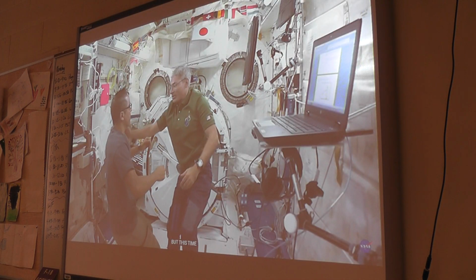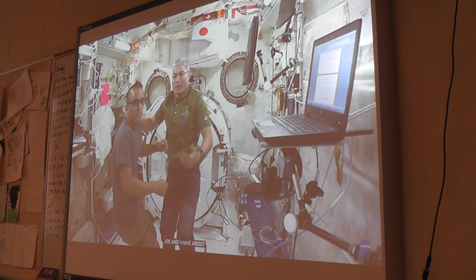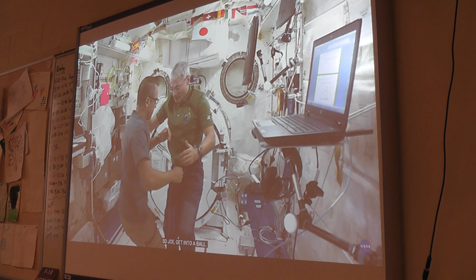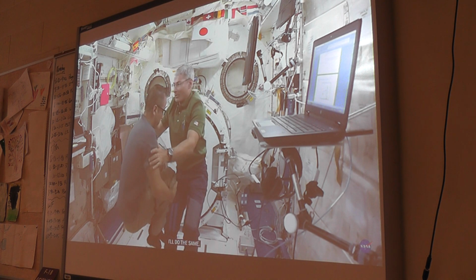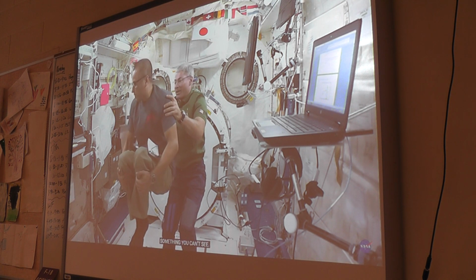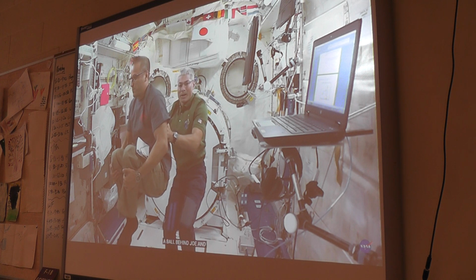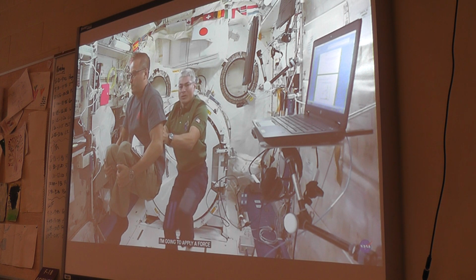Newton's third law again, but this time we're going to use two similarly massed objects. Joe and I have about the same mass. So Joe, get into a ball. I'll do the same. I'm going to face you this way so I don't throw you into something you can't see. Now I'm going to get into a ball behind Joe, and I'm going to apply a force to him.